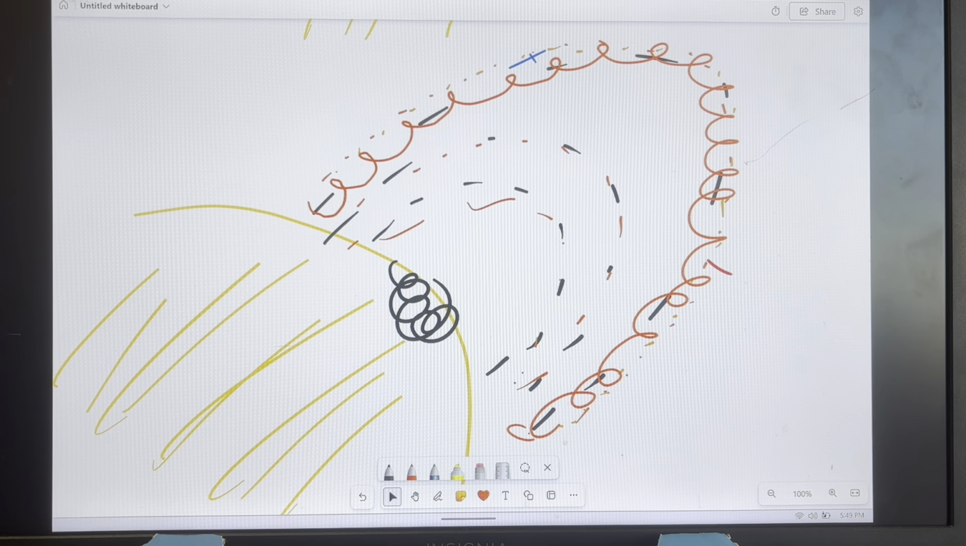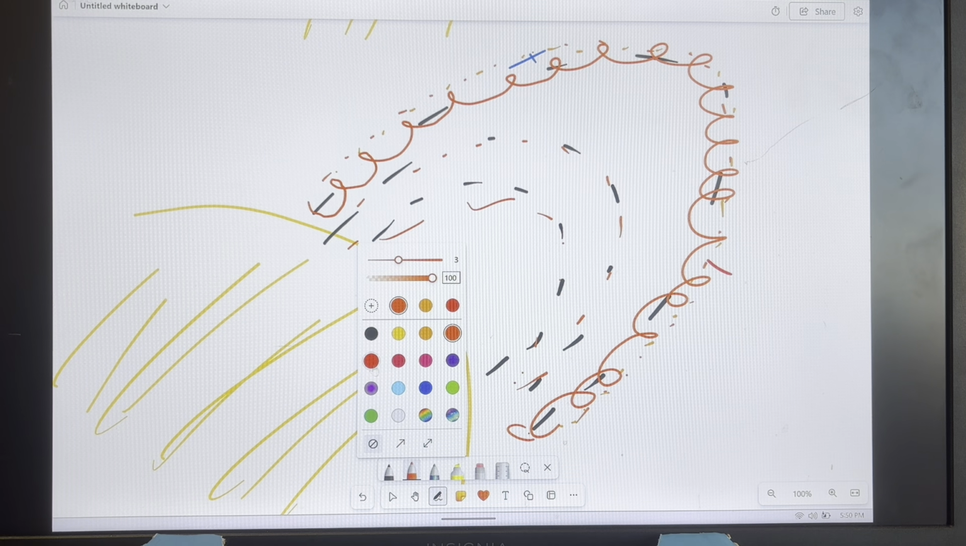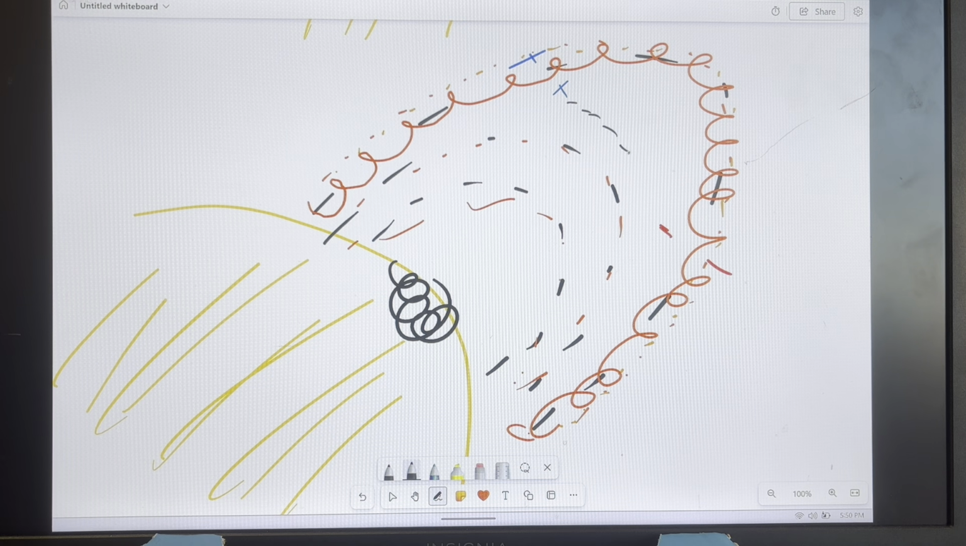But then this line right here gets so far that the positive side, the negative side right here begins to attract to the positive side right here. So what happens is they have what we call magnetic reconnection, you know? So this becomes the new path of the magnetic field line.